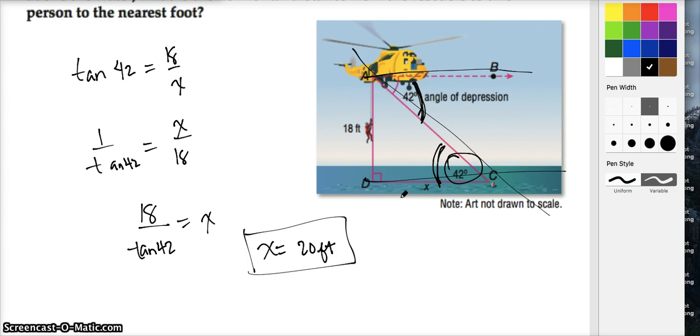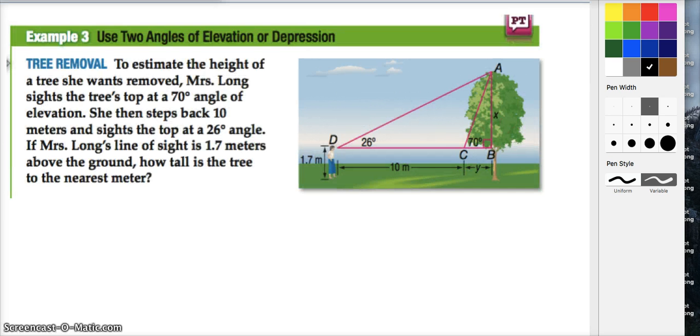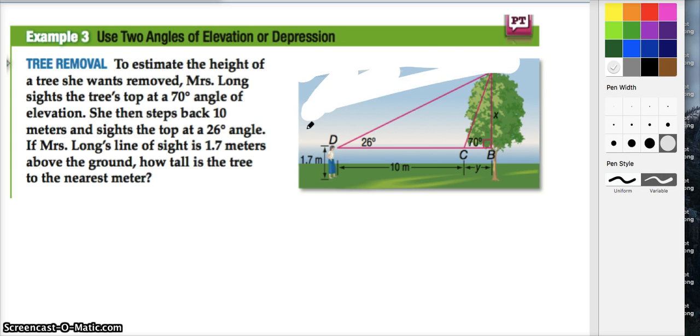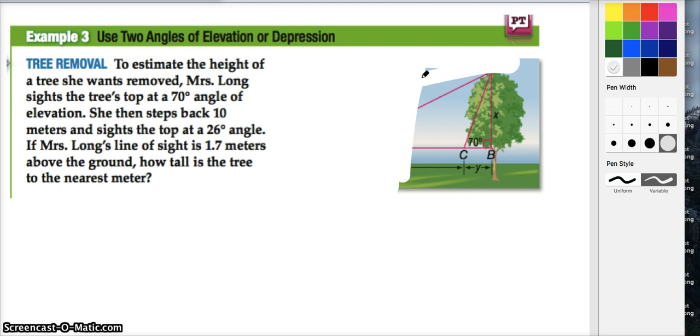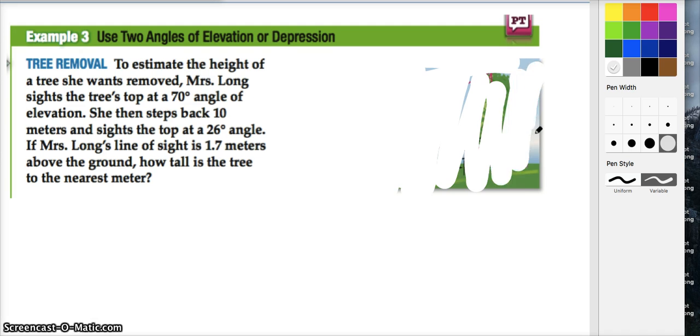And so that's the horizontal distance there. Here's our final example, and it's going to take a little while. So I'm going to first start off by just reading the problem before we take a look at the picture, and let's see if we can ascertain what's going on.